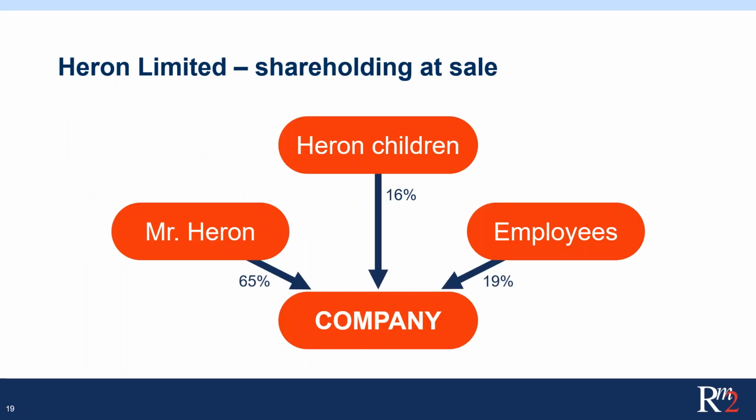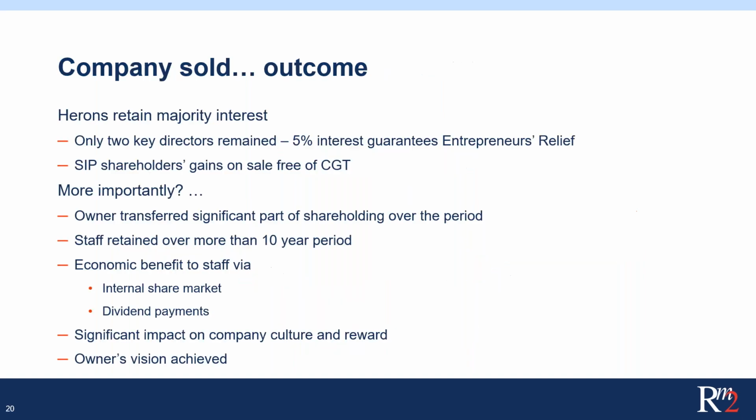In the shareholding sale, Mr. Heron had reduced his particular interest to around about 65%. He'd retained a decent chunk for the children, and the employees, by the time of the sale, held the best part of 20% amongst them. So everybody did quite nicely at the sale. The key thing, however, was that the Herons retained the majority interest.